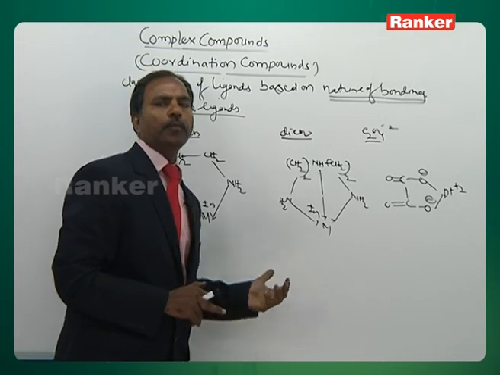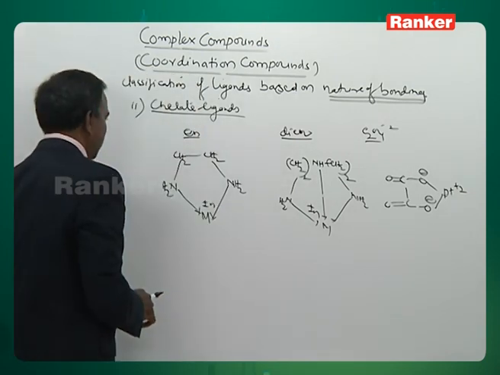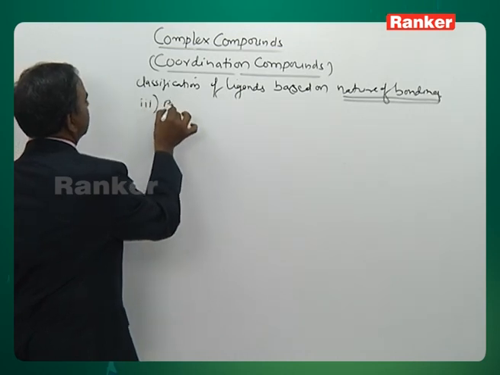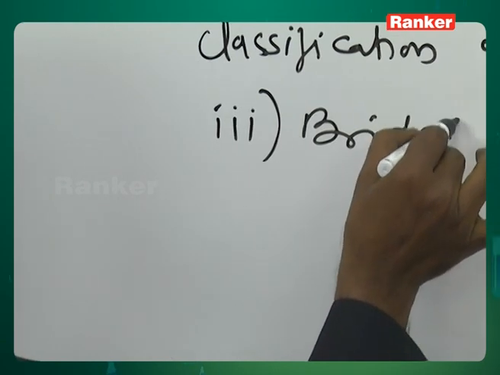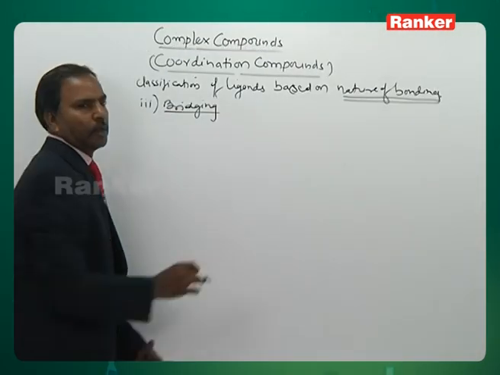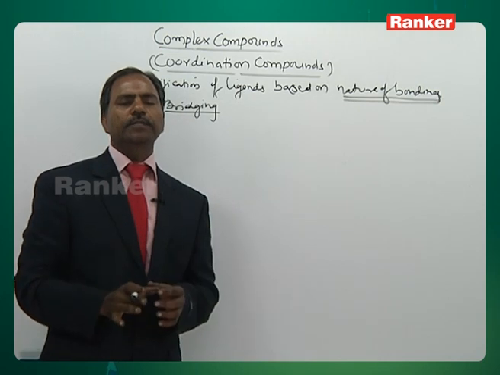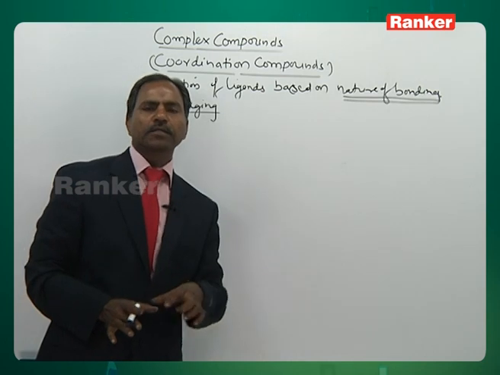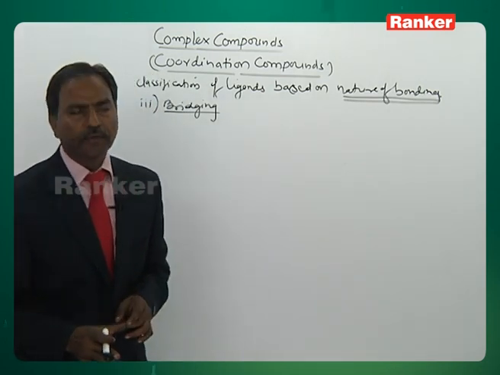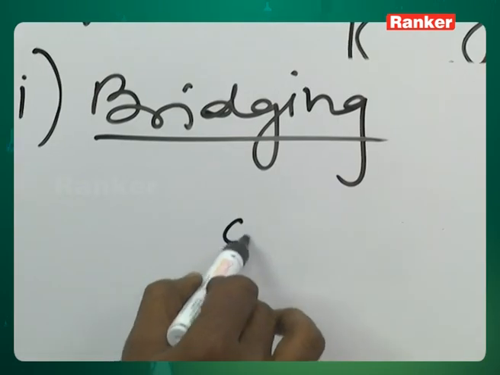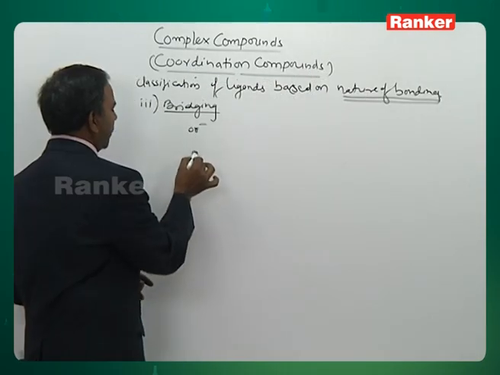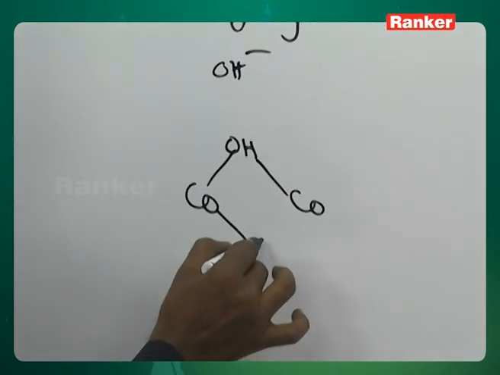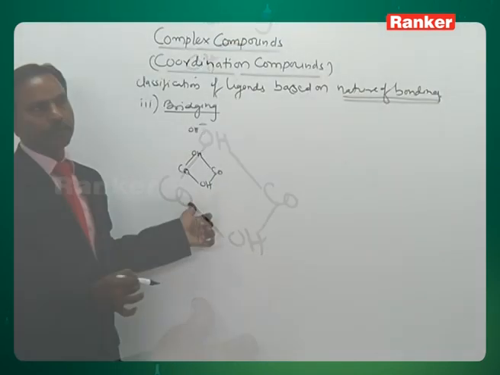Next, let us see bridging ligands. Third type, bridging ligands. See, some of the ligands are acting as a bridge between the 2 metal atoms. Such ligands we call bridging ligands. The best example you can take is OH minus ion acting as a bridge between 2 metal atoms. Look at the board. It can easily link to 2 metal atoms like this, acting as a bridge.